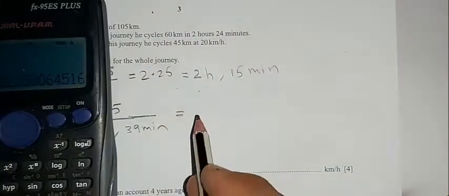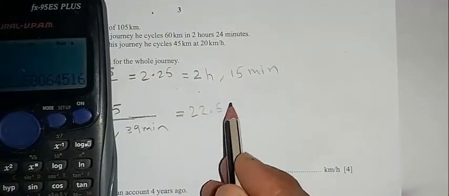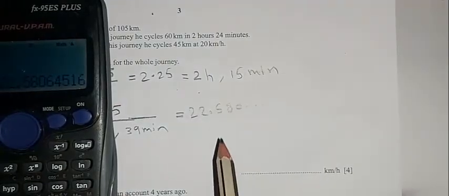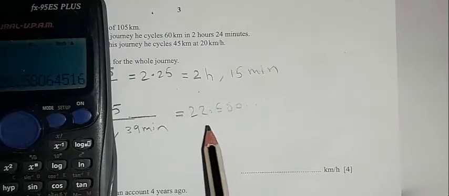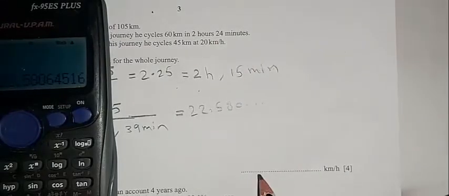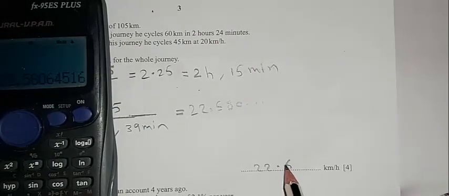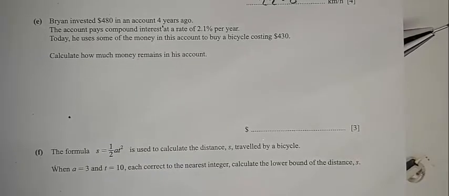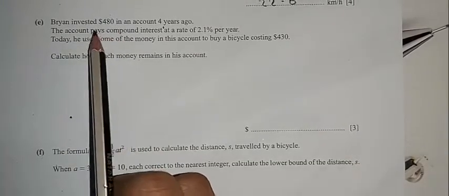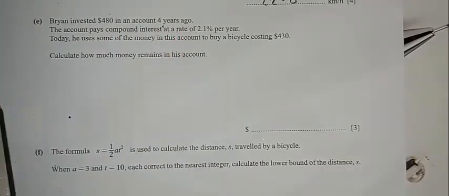is equal to 22.580, and so on. So we can round it to one decimal place, 22.6. Okay, like that.